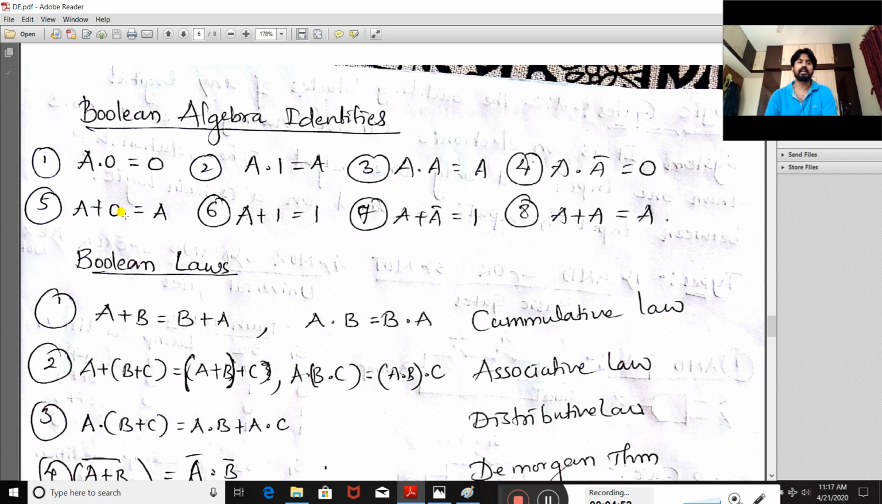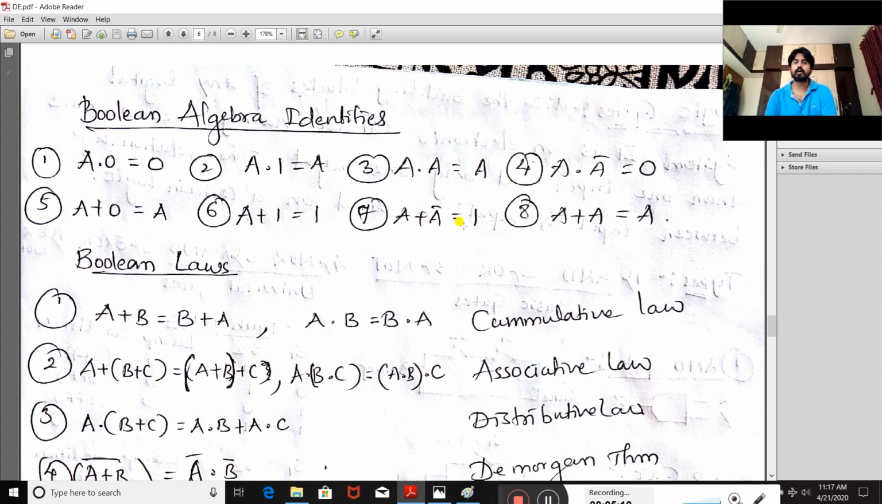Now, A plus 0 is A, this is a basic term. Then A plus 1 is equal to 1. Suppose A is 0, then 0 plus 1 is 1. If A is logical 1, then logical 1 plus 1 is 1 only.